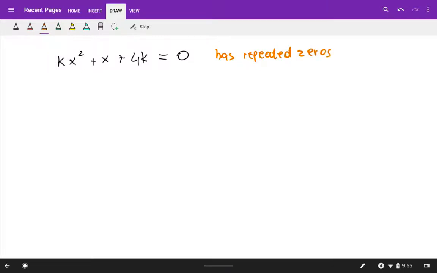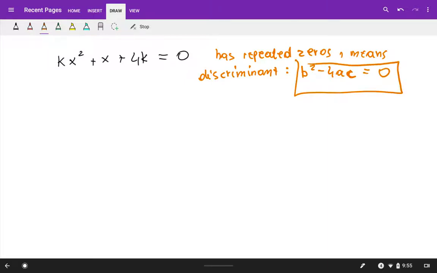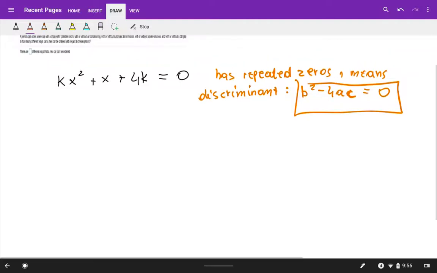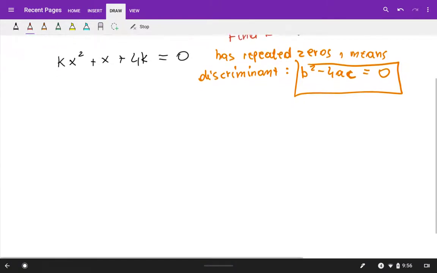So repeated zeros means, again, the discriminant, which is b squared minus 4ac, will be equal to 0. So that's what we're going to use to solve that problem. And in this problem, of course, they ask you to find k. So we have to calculate a discriminant.